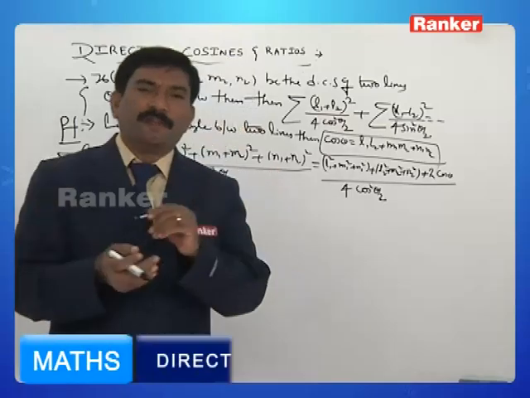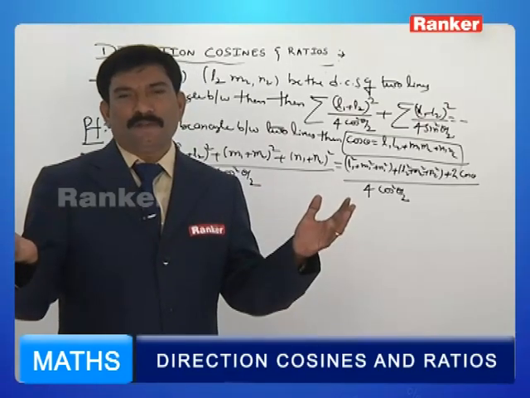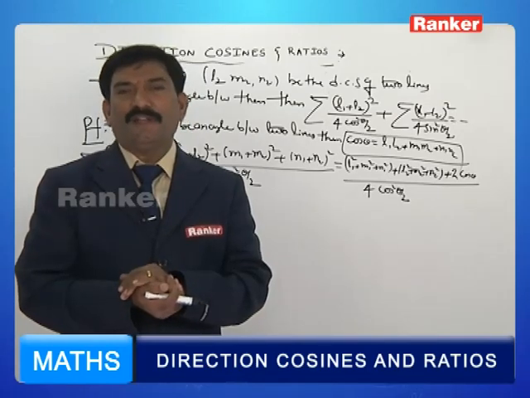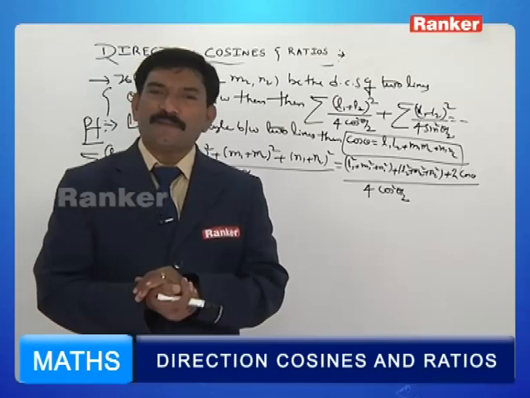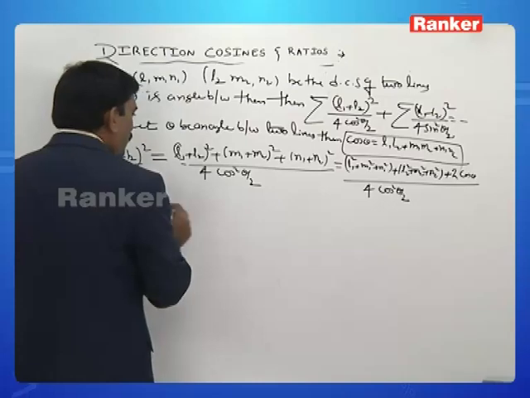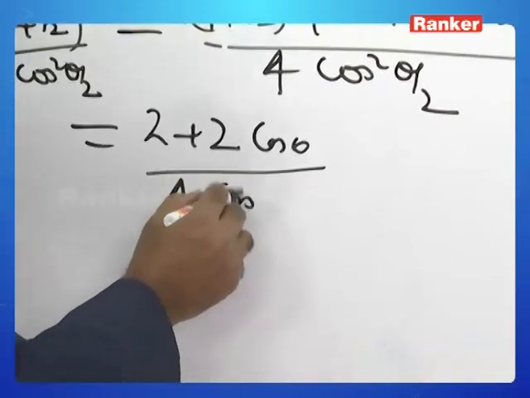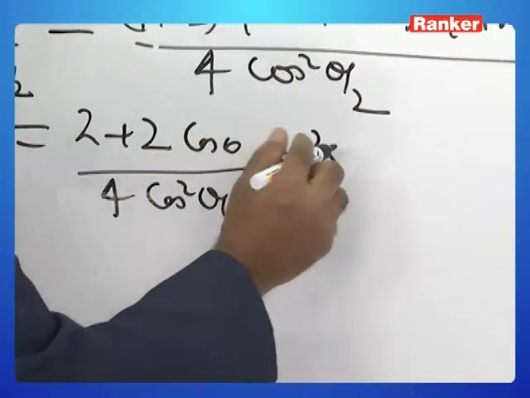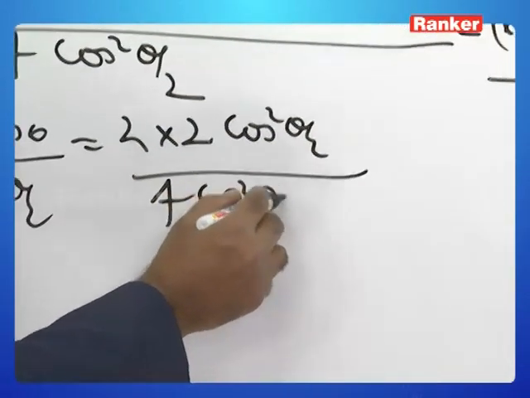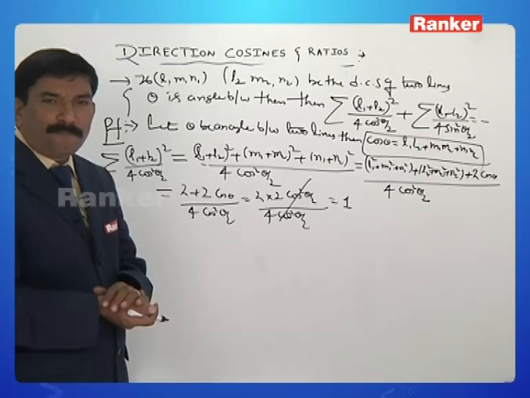We know already from the definition of direction cosines, cos square alpha plus cos square beta plus cos square gamma is equal to 1. I mean L square plus M square plus N square is equal to 1. So I can write this is also 1, this is also 1. Nevertheless, I can write this one as (2 plus 2 cos theta) by 4 cos square theta by 2, which is 2 into (1 plus cos theta), 2 into 2 cos square theta by 2, it's a 4 cos square theta by 2. This and this get cancelled. What's the answer? 1. Right?